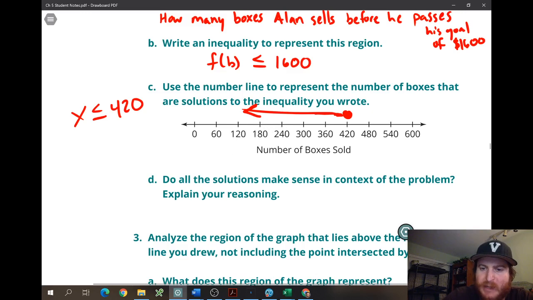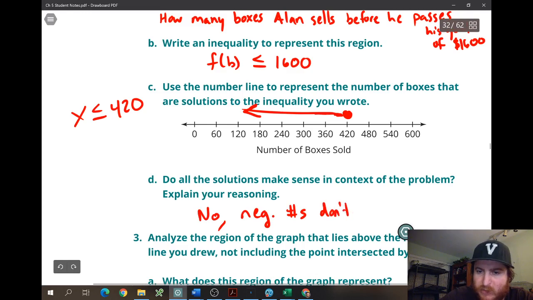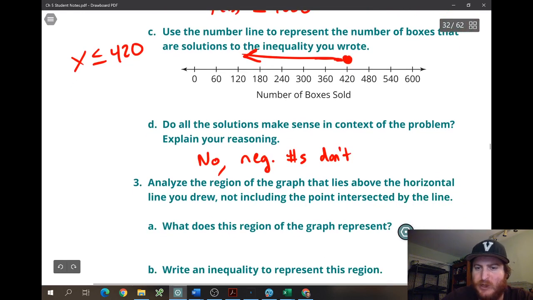Okay, and so does that make sense for this problem to have negative numbers that work? No, the negatives wouldn't really make sense. You can't sell negative boxes of popcorn. So the negative numbers don't really make sense in our context, but sometimes that happens in math. We just kind of have to analyze it.